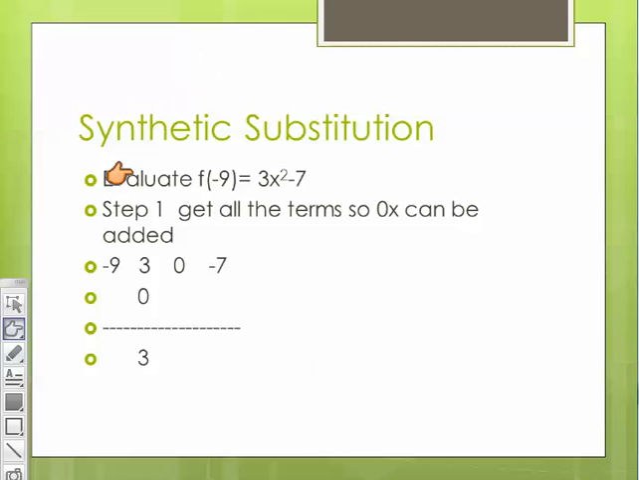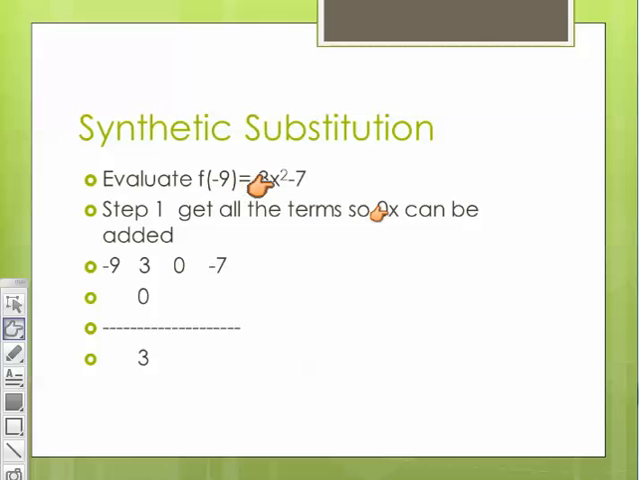And all it amounts to is if you want to evaluate a function that is a polynomial, just like this one over here. Step one, make certain you get all the terms. If you don't have all the terms, put 0 in front of the term that's missing. For example, here I've got 3x squared minus 7. I'm missing the x term. So I put 0x in there. I can add that on. It doesn't affect the value any at all.